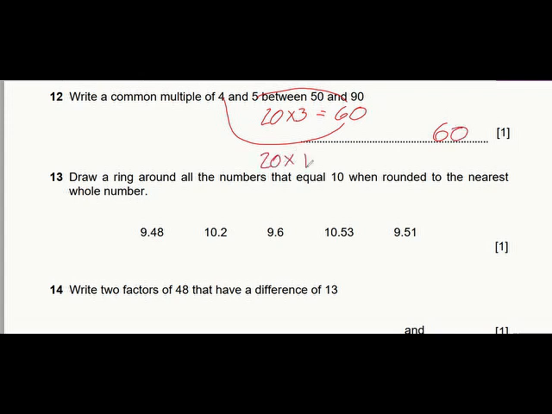20 times 4 is 80. Now, 80 is divisible by 5? Yeah, it is 16. And divisible by 4? Yeah, it is 20. So 80 is another possibility. I don't want to write two possibilities. I only want to write one. So whichever, I'm going to get 60. Now, is there any other multiple of 4 and 5 between 50 and 90? Well, you find it. I know you can.